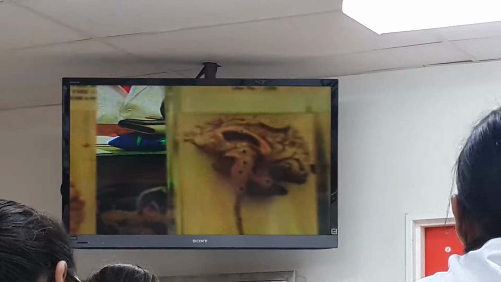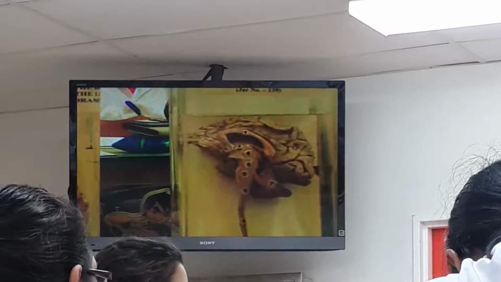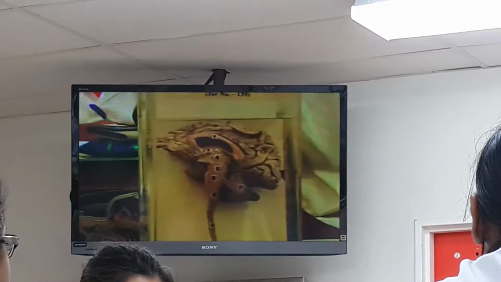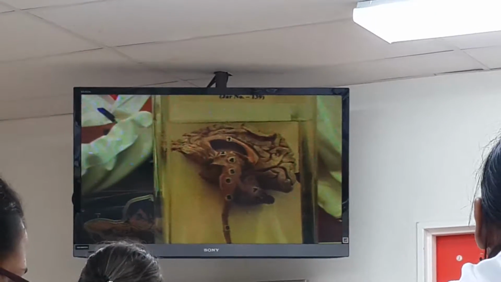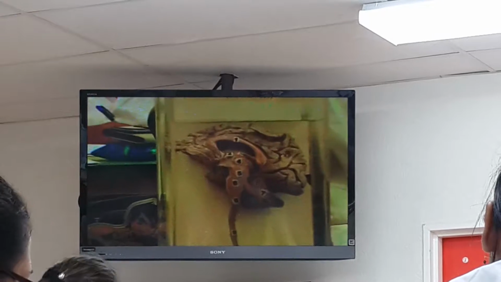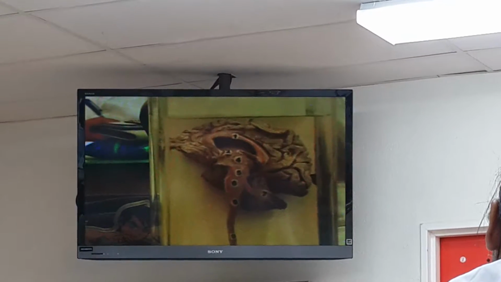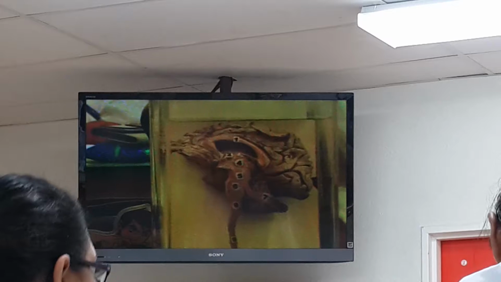This is jar number 129. And you identify number 7. That is cerebellum, and it lies behind number 6 and 8. 6 is pons and 8 is medulla oblongata.